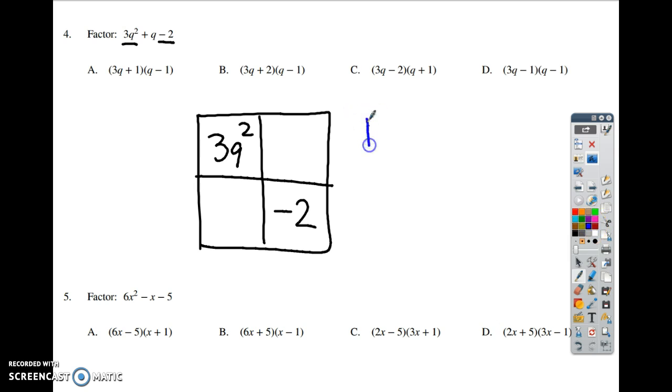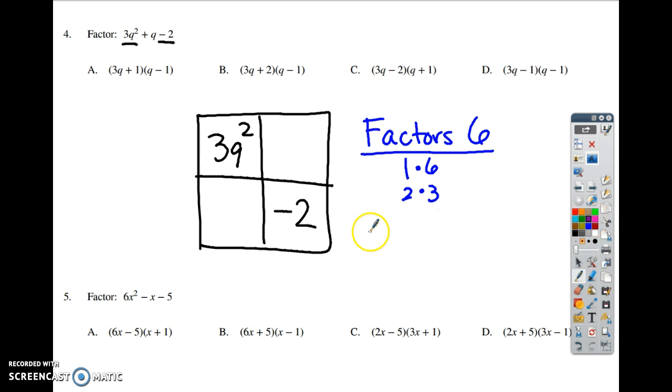And then you have to ask yourself, or get, factors of 6, and you got 6 from multiplying the 3 times the 2. That gives you 6. So factors of 6, and that would be 1 times 6 and 2 times 3. But then you also have to think which one gives you a sum or a difference of the middle term, which in this case is an imaginary 1. Sum or difference of 1.